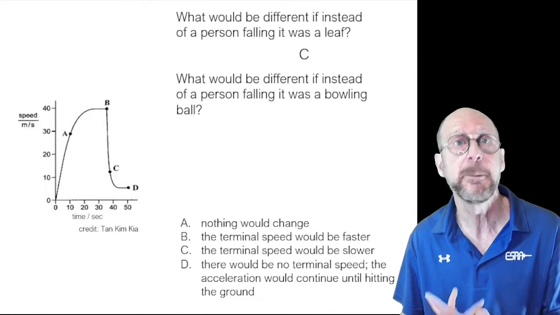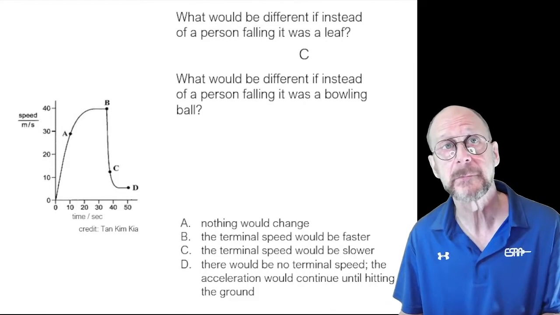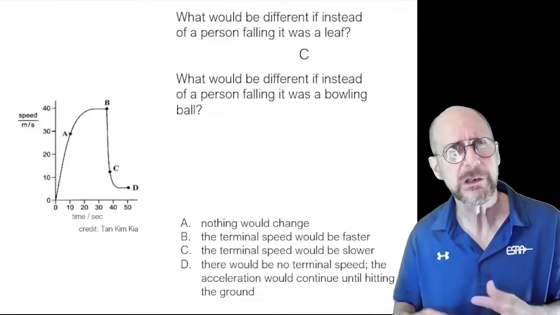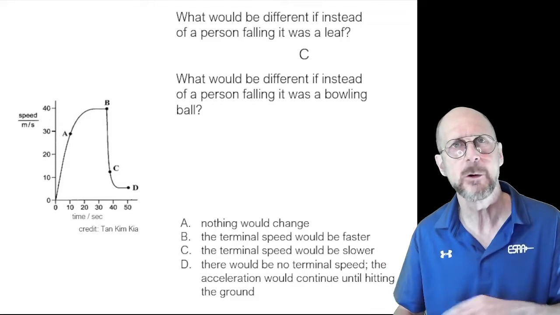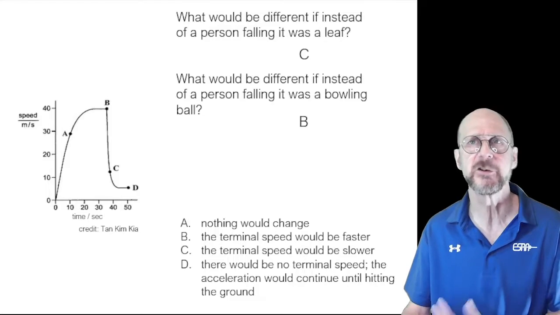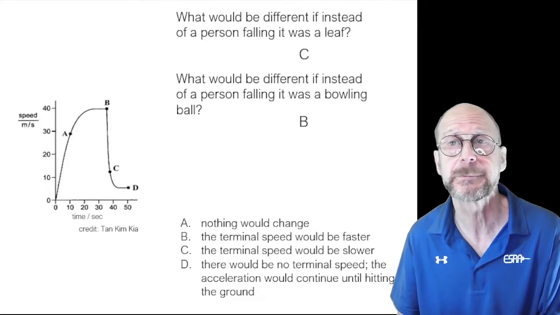What if it was a bowling ball instead of a person? Bowling ball's heavy, it's compact. It's going to have to go really, really fast in order for the air resistance to equal its weight. So it will reach a terminal velocity or terminal speed, but it's going to be faster.